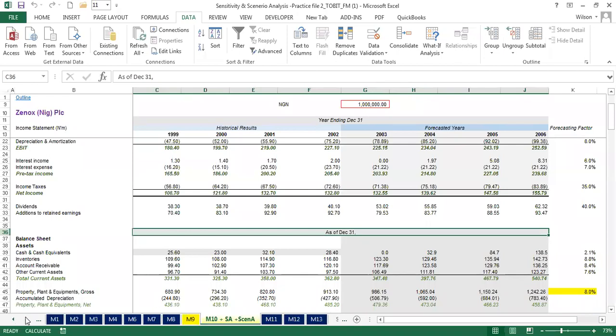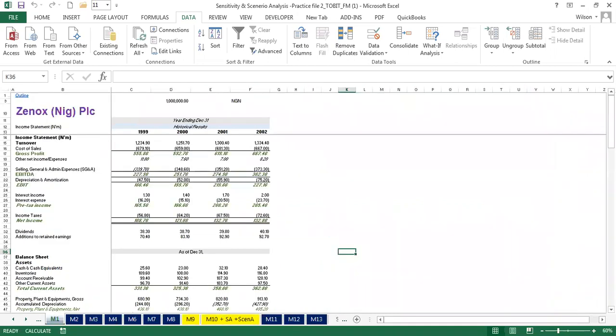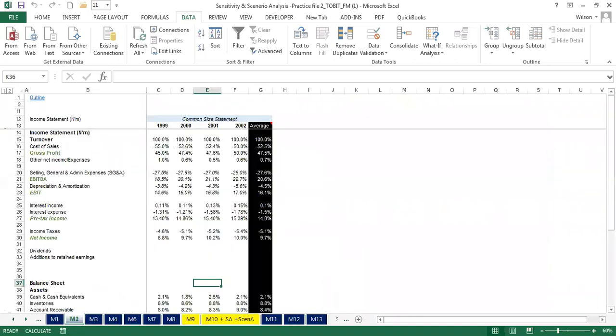So let's quickly proceed from where we stopped in the last class. Where we stopped in the last class was that we were able to look at ratio analysis.